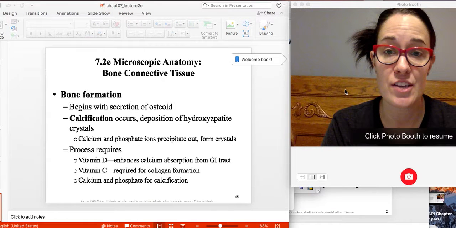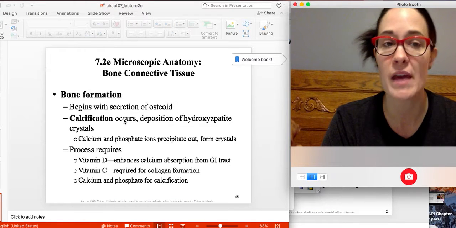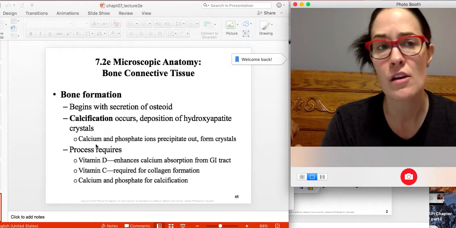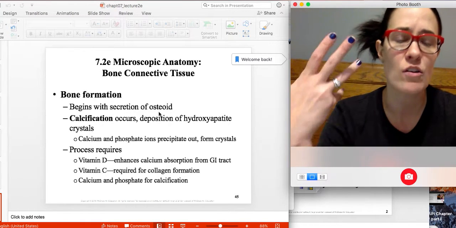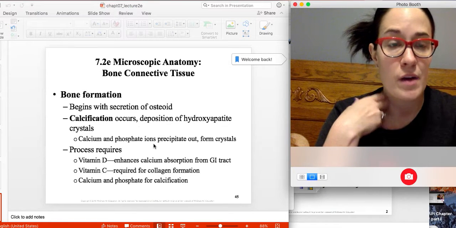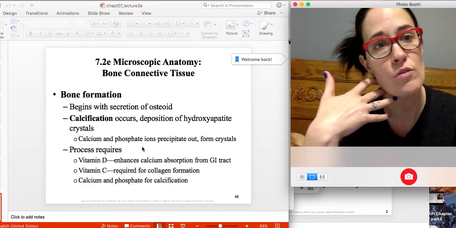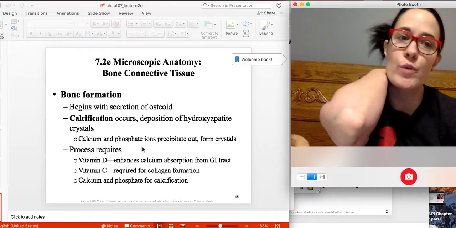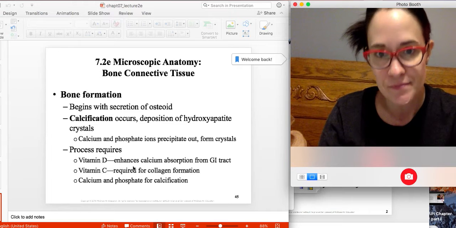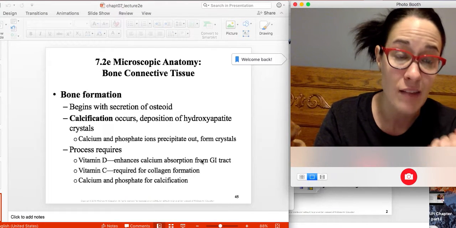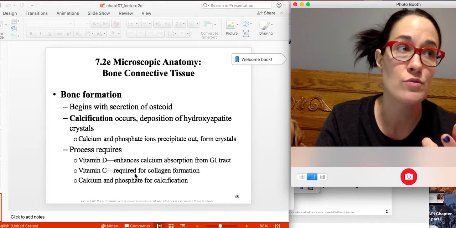Calcification, ossification, is the process of bone formation. When bone tissue is made after you break a bone or as you're growing, for example, it's going to begin with the laying down of this osteoid from the osteoblast. They're going to build the bone tissue. For bone tissue to develop correctly, it requires these minerals and vitamins. Vitamin D is required because it absorbs calcium from the GI tract. Without calcium, we can't build bones. You need vitamin D for your bones to grow.